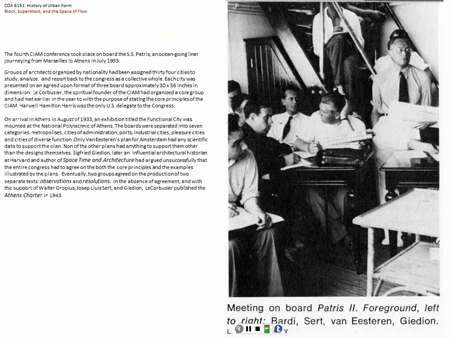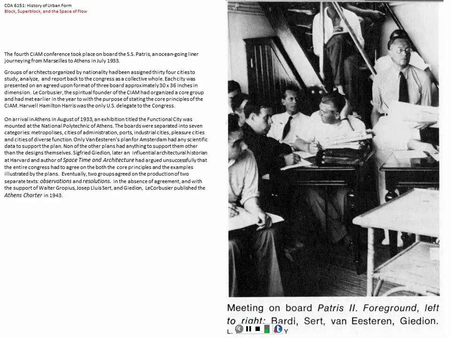Groups of architects organized by nationality formed an organization called the Congrès Internationaux d'Architecture Moderne, and they boarded a ship. This was a particularly difficult time in Europe. It was in the decade prior to World War II. They boarded a ship in Marseille and sailed to Patras in Greece. They brought all these architects together to actually produce a treatise on the principles of the modern city. This came to be known as the Athens Charter.